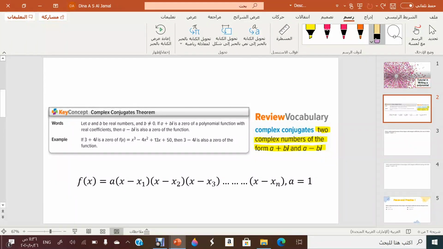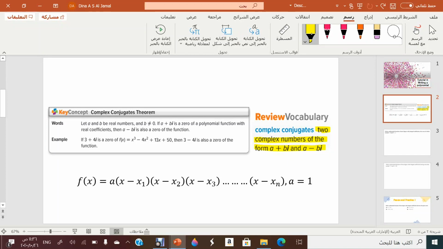Whenever you are given roots of a polynomial and it only gives you a plus bi, you must understand by yourself that there is another, the complex conjugate. And for this reason, as I was telling you in my previous videos, please refer to them if you did not watch them, you will have an even number of complex or imaginary roots.